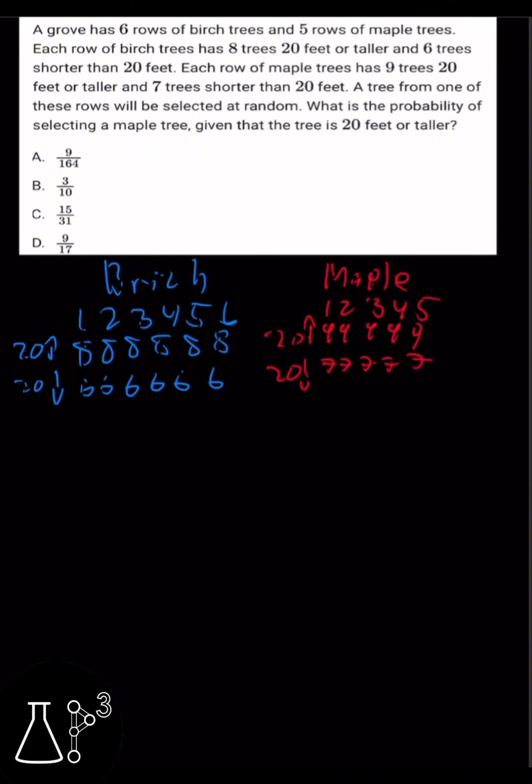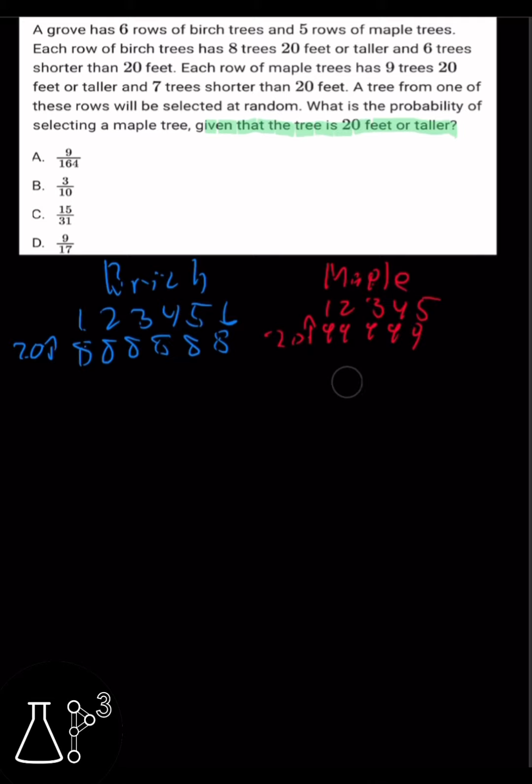Okay, one of these trees will be selected at random. What is the probability of selecting a maple tree given that the tree is 20 feet or taller? And because we're given that it's 20 feet or taller, we want to ignore all trees that are 20 feet or shorter because we don't need them for this specific question. Therefore, any tree that's 20 feet or shorter, we can just erase. We just want to focus on the trees that are 20 feet or taller.